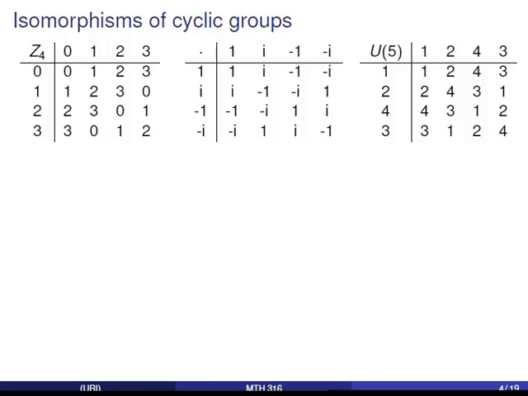Let's take a look at these three groups from our previous video. Z4, this group of elements of the complex numbers under multiplication, and the group U of 5. Now, we saw in the previous video that these were isomorphic groups. They are, each of them, groups of order 4. They're each cyclic, which you can recognize from their diagonal stripes, and they turn out to be isomorphic. You can find an isomorphism between any two of them.